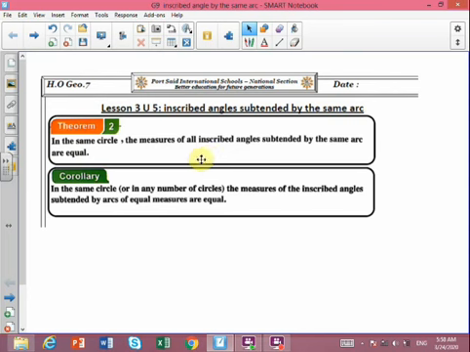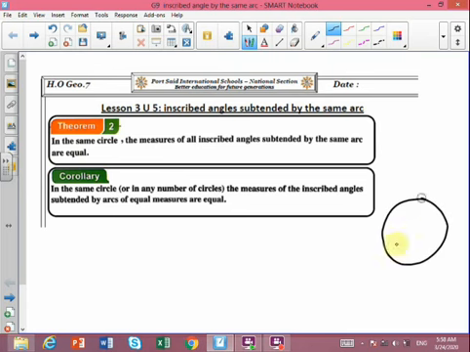We took last time the difference between the inscribed angle and the central angle. We said that the inscribed angle is the angle in which its two sides are two chords in the circle, and the vertex is on the circle, and they are suspended by an arc. But the central angle is the angle in which its vertex is the center of the circle, and the two sides of the angle are two radii inside the circle.